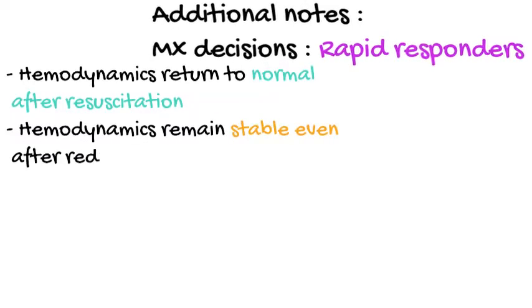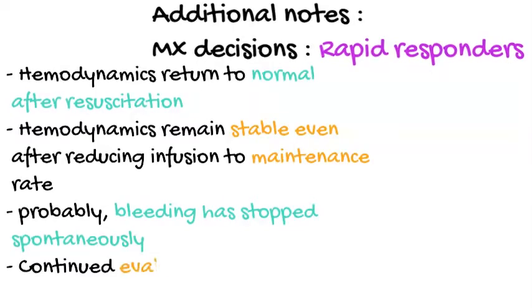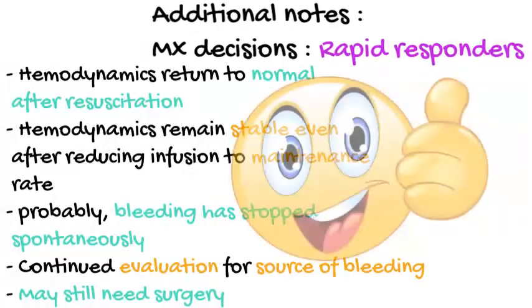For the rapid responders, hemodynamically, the patient will return to normal after resuscitation. The hemodynamics will remain stable even after reducing infusion to maintenance rate. Usually, the causative factor, for example bleeding, has stopped spontaneously. We can continue evaluation for the source of bleeding. Patient might still need surgical intervention.